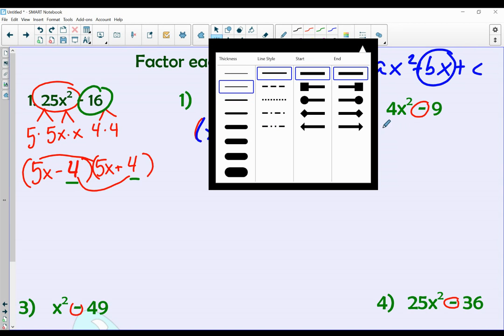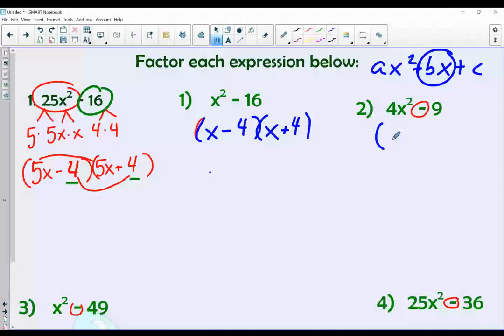So next one, I see 4. The perfect square of 4 is 2. 2 times 2 is 4. Perfect square of x squared is x. Perfect square of 9 is 3. Notice how each of these binomials are the exact same terms. It's just one is negative and one's positive.